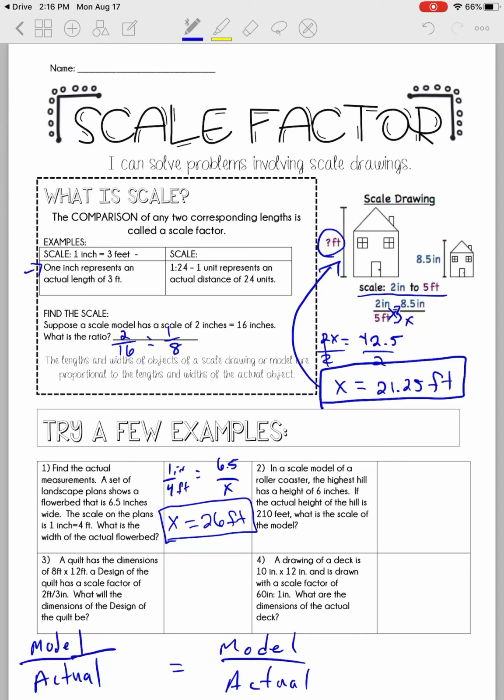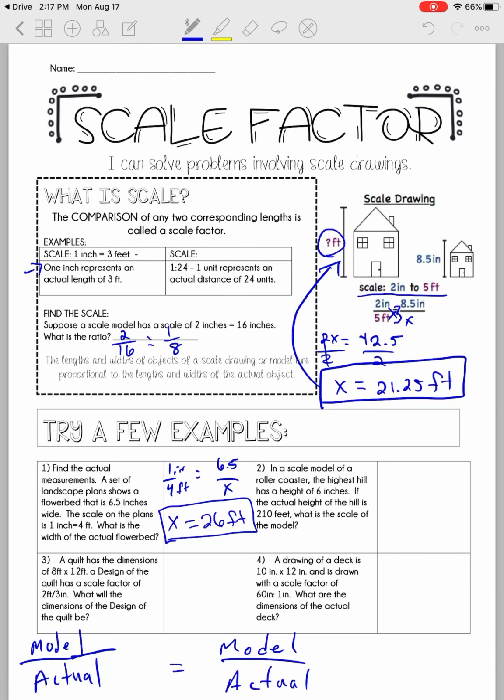Number 2, the scale factor of the roller coaster. In a scale model of a roller coaster, the highest hill had a height of 6 inches. If the actual height of the hill is 210 feet, what's the scale of the model? And what that is saying is this: you have a scale model of a roller coaster sitting on a table, and on its tallest point it is 6 inches. And that represents 210 feet in real life. We want to know what the scale of this is.